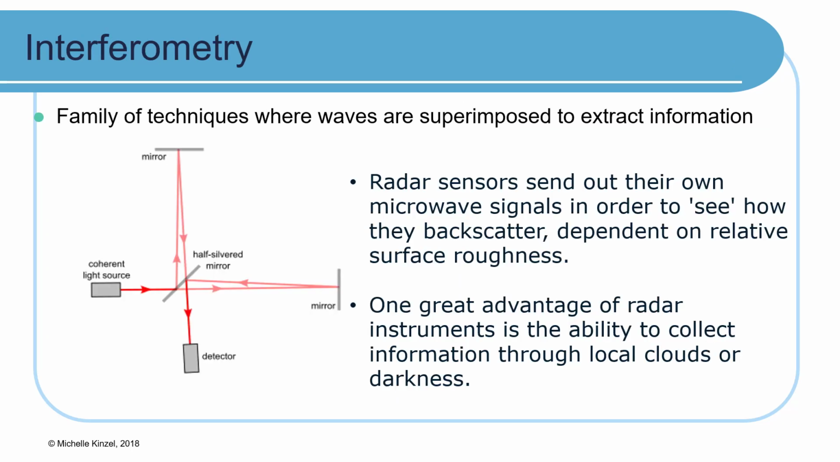Interferometry is a technique where waves are superimposed and then information is extracted from that. Radar sensors send out their own microwave signals, and this allows them to interpret, or see, in quotation marks here, how the signals backscatter depending on relative surface roughness. One great advantage of radar instruments is that they are not light dependent, meaning they can collect information through clouds or darkness. The schematic on the left shows an example of how interferometry is collected with a detector and a series of mirrors, and the light source on the left.